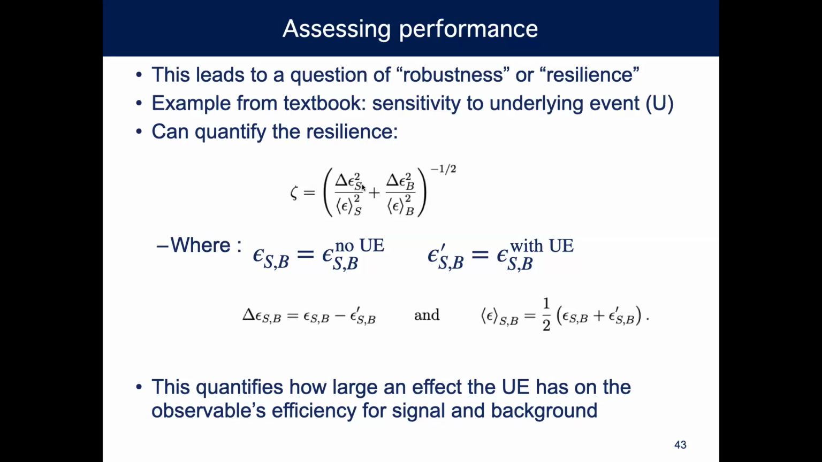So they do that by looking at the uncertainty in the signal efficiency divided by the average value, and you add that to the uncertainty in the background efficiency divided by its average value, squared, and you look at 1 over the square root of that whole quantity. They have an example with or without the underlying event. Okay, so you look at the efficiency of the signal and the background without underlying event or with underlying event, and you can quantify how large the effect is. It doesn't matter what effect you actually want to look at. Typically you take some systematic effect, you turn it on and off, and you see how much this quantity has changed. Okay.